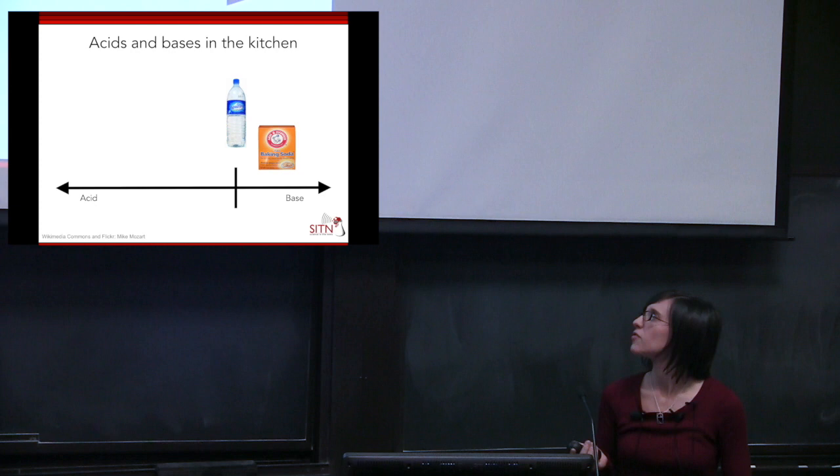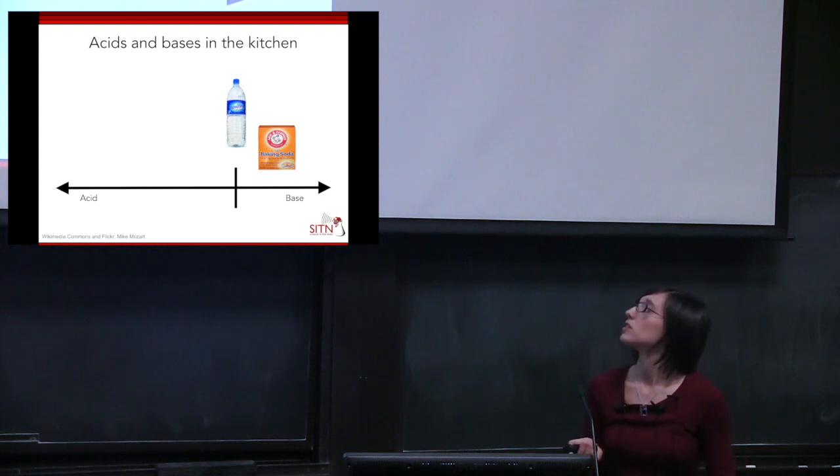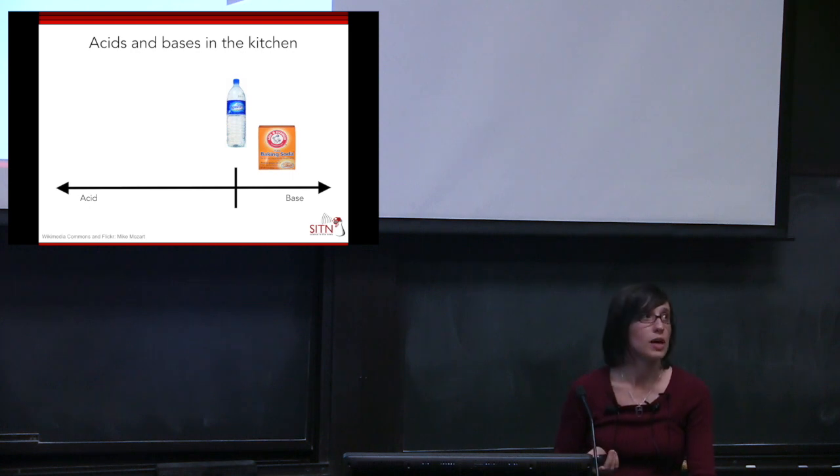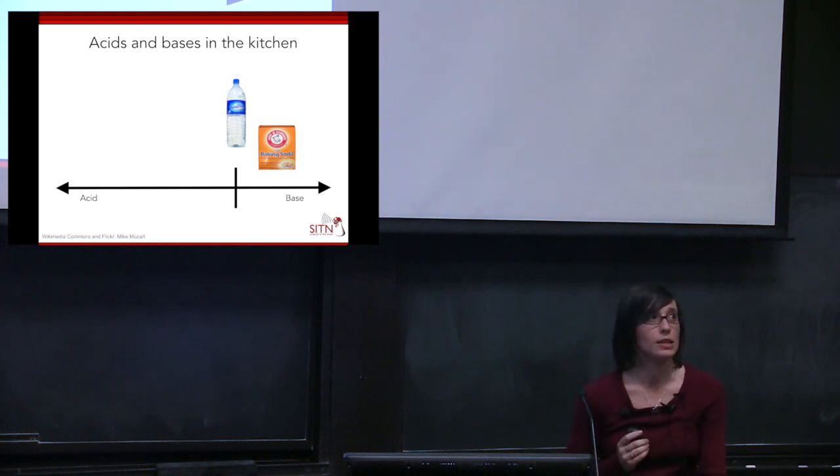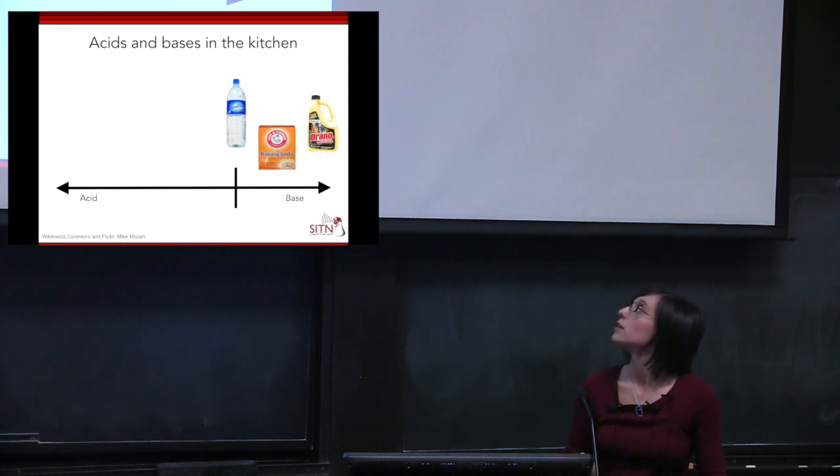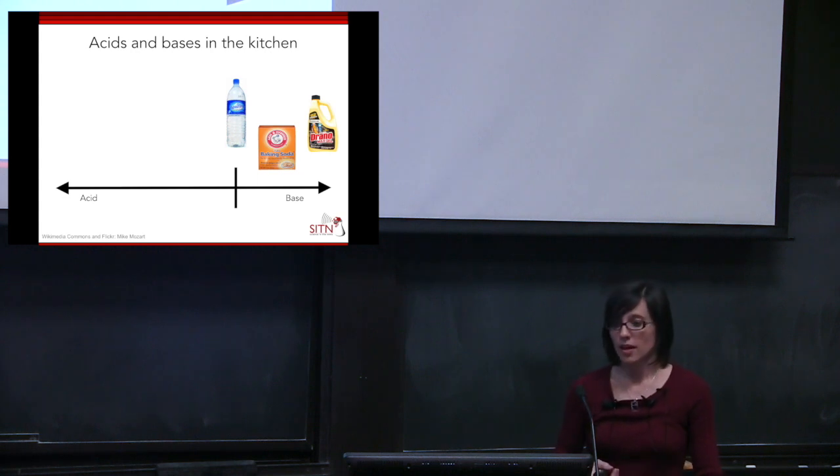And just to give a framework, we don't incorporate a lot of things in the kitchen that would be considered bases, but you do encounter them a lot when you're cleaning. Things like drain cleaner and lye are very strong bases. Obviously we're not using that when we're baking in the kitchen, unless you're trying to make very authentic pretzels. But baking soda is a milder base than drain cleaner.